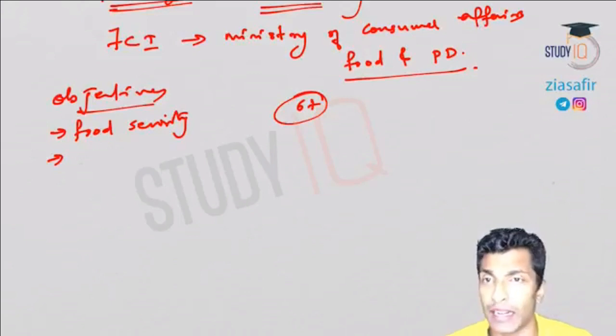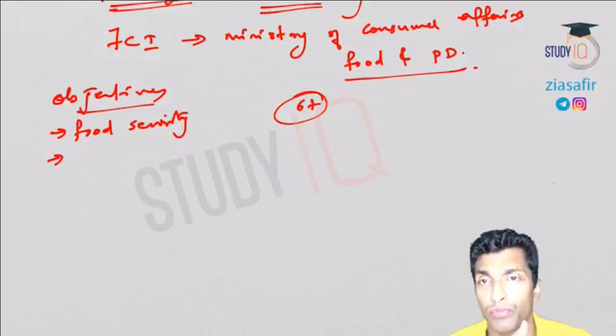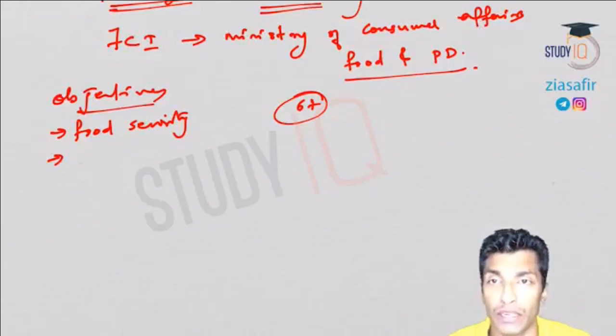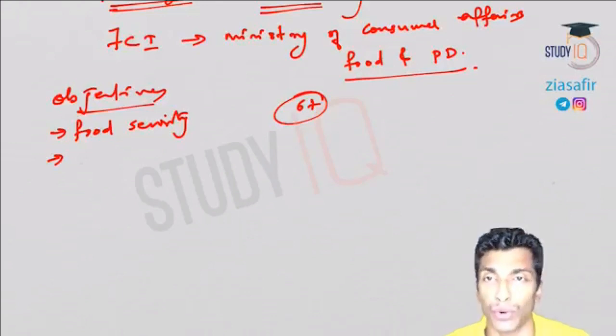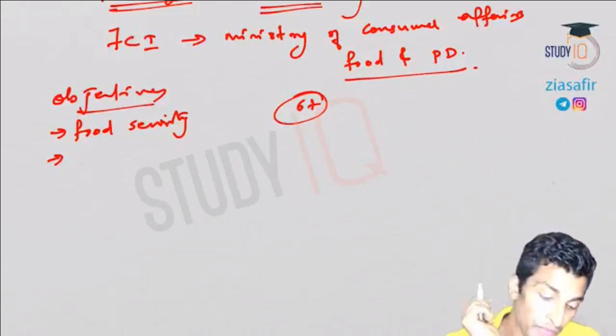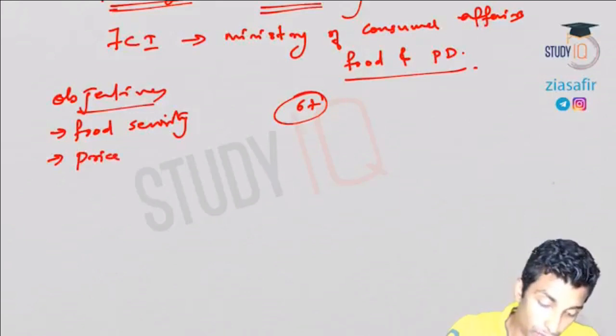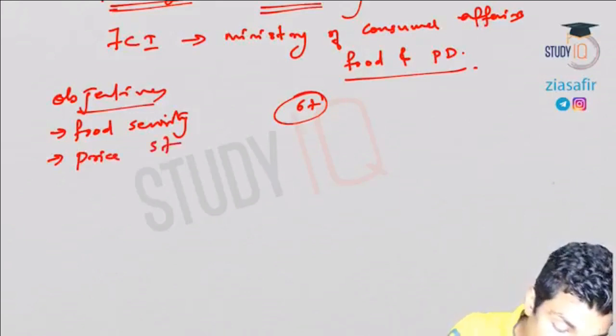Okay, so under price stabilization there are many things which can be done. FCI will do this, buying and selling. Apart from that, you can go for import, export. I have told you when we discussed NAFED. Okay, importing, exporting, buying, selling. Through all these ways you can manage price stabilization. Okay, then next, price stabilization is also an important objective.